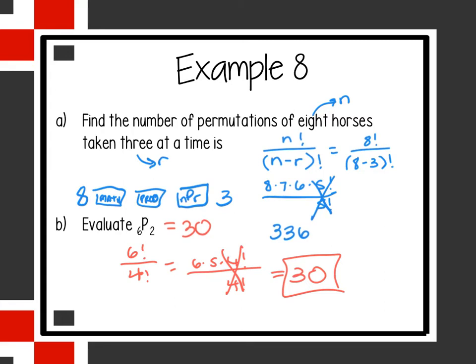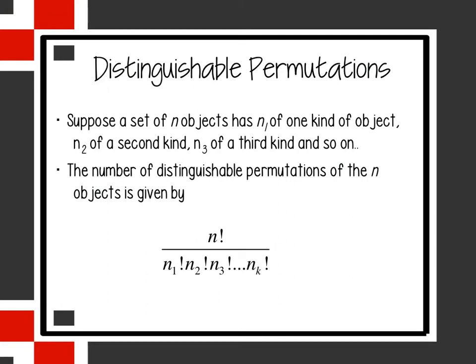Questions on that one? All right. Distinguishable permutations. Suppose a set of n objects has n1 of one kind of object, n2 of a second kind of object, n3 of a third kind of object, and so on. So a lot of times you'll see these with words and letters. Like if you saw the word Mississippi, you've got a set of numbers total, but you also have repeated letters, right? I is repeated, S is repeated, P is all that stuff.